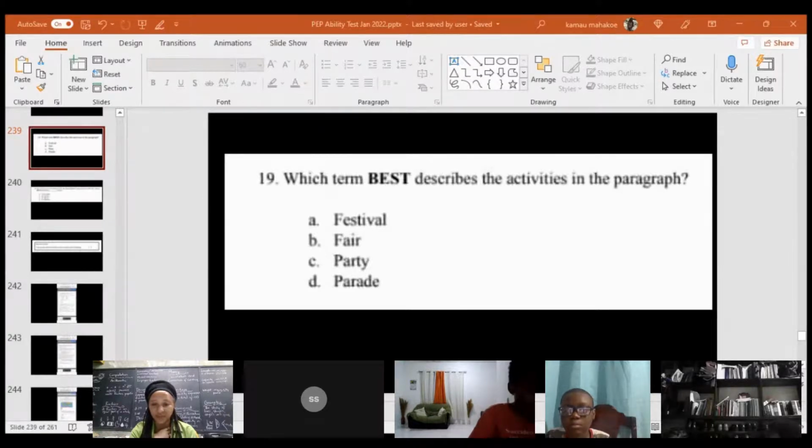Ashley says festival. Kashmar didn't give an answer for that. Camille says festival. Zamar, Antoine also say festival, and that is correct.